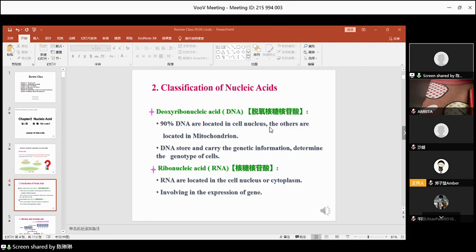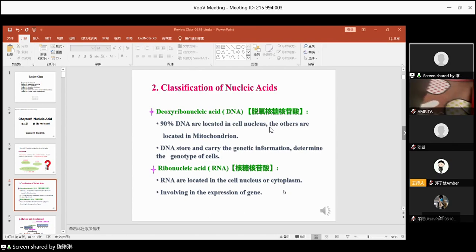It can carry and store the genetic information and determine the genotype of cells. And for the RNA, its location is mainly in the cell nucleus or cytoplasm, and its function is involved in the expression of genes. And in this part, I will also give you a single choice question.